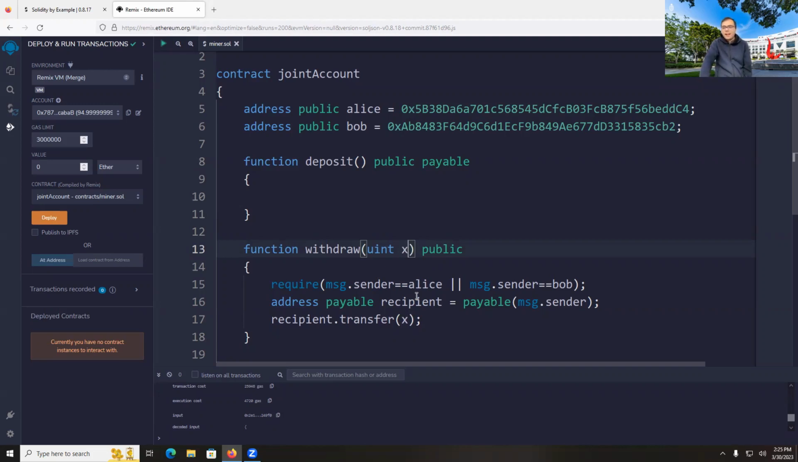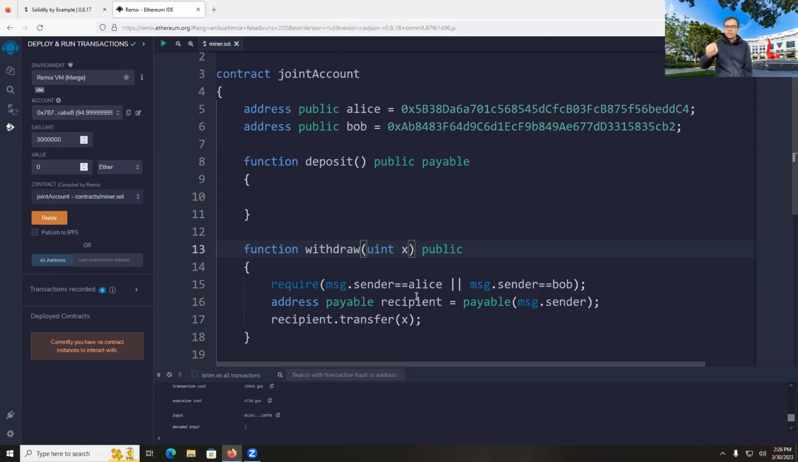And now let's say I'm the miner of the next block. So as the miner of the block, I get to choose not only which transactions I include in my block, but also in which order I include them. So I can decide that I only want to include Alice's withdrawal. And that means that Alice gets the money. Or I can decide to only include Bob's withdrawal, and that means only Bob gets the money. Or I can include both of the withdrawal transactions, but put Alice's first.